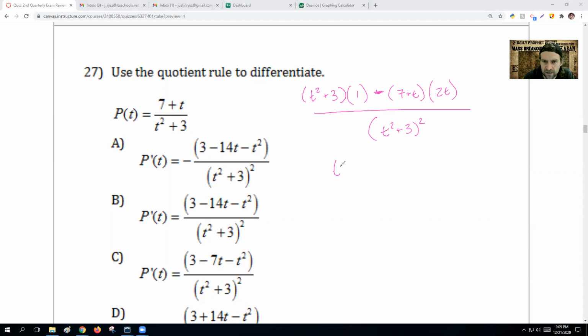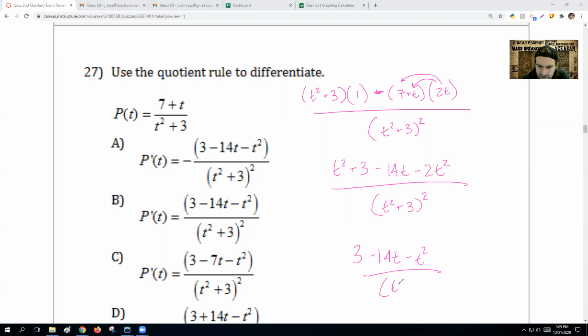All right, distribute the 1. We got t squared plus 3. We distribute the negative and the 2t, we would get a negative 14t minus 2t squared, all over t squared plus 3 squared. So let's combine this. We would have a 3 minus 14t, and then combine this, that'd be just minus t squared over the low.